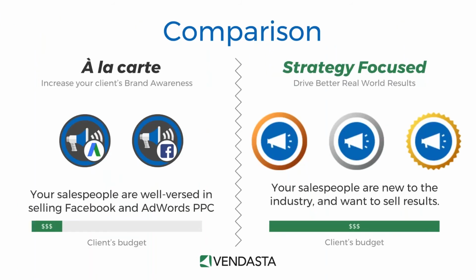And I just want to give you a little bit of a breakdown of what you may want to sell depending on what your agency's focus is. A la carte is really for your clients that want to increase their brand awareness. They're more concerned about impressions, not really too concerned about real world results like store visits or phone calls. They're really just trying to get their brand out there. And again, this is really for an agency. If your agency already has salespeople that are well versed in selling Facebook and AdWords PPC, this is the option that you want to look at.